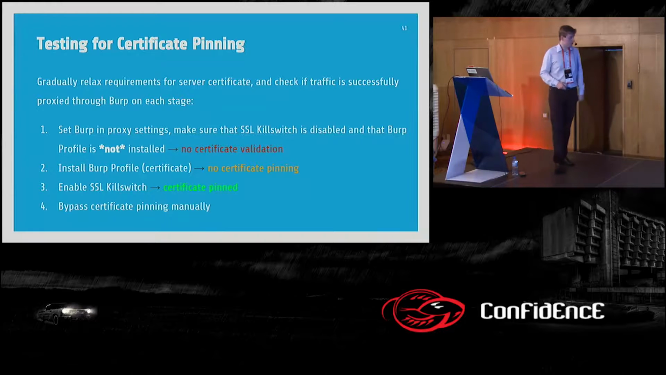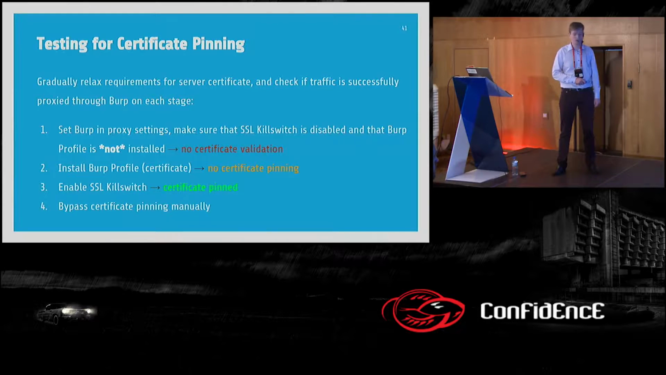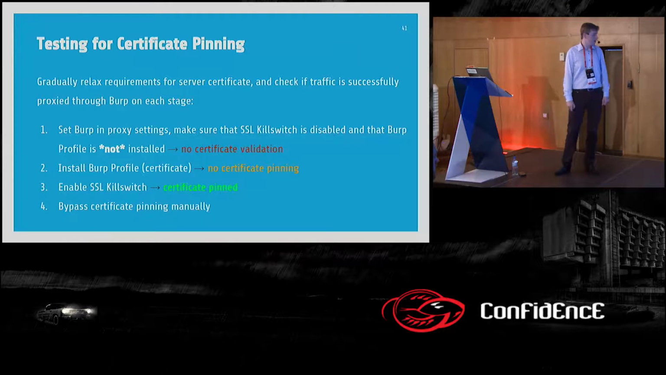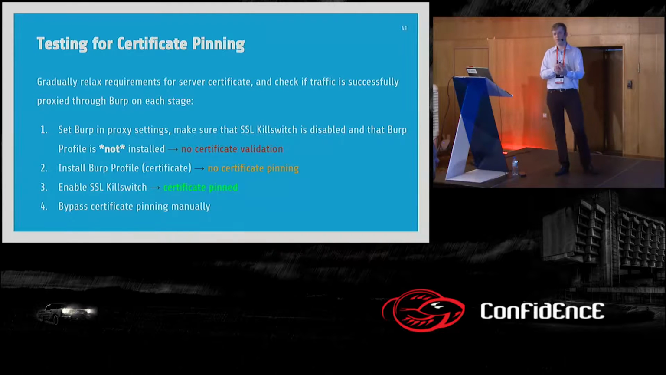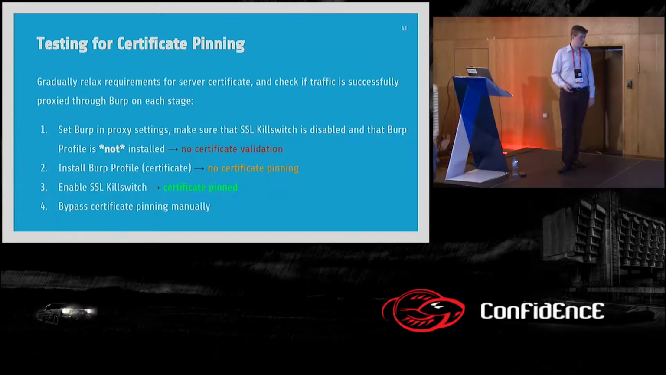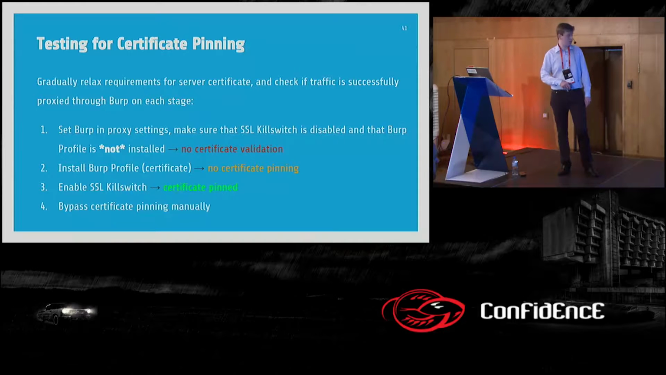Then you test for certificate pinning. And there is also a tool called SSL Kill Switch, which tries to automatically disable certificate pinning. The first thing you do is make sure that this tool is not enabled and you don't have your Burp profile installed on the device. If it's not installed and you can see the traffic in Burp, it means that the application doesn't do certificate validation at all. So basically, it's like there wasn't HTTPS. Then you install the Burp profile, and if you can see the traffic, then it means that there is no pinning. So it's less serious, but still.